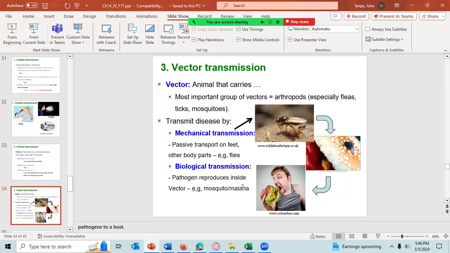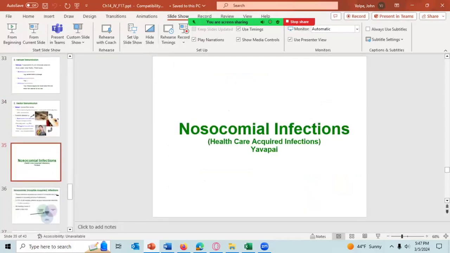Biological transmission is a little similar but different, meaning it still involves a vector, but the pathogen is reproducing inside the vector. An example of this is malaria reproducing inside the mosquito, and then the mosquito bites the human, and then malaria is transmitted to the human. So biological transmission is an example of a mosquito spreading malaria to the human. Any question about vector transmission? All right, if not, let's move on to nosocomial infection.